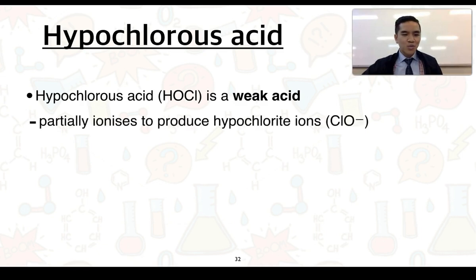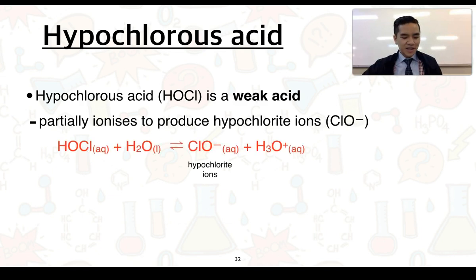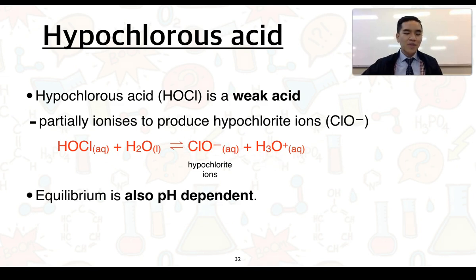So in the presence of water, it can essentially undergo ionization to produce what we call hypochlorite ions. That can be represented in this equation here, and you can note that this is also an equilibrium process. So HOCl reacts with water, it produces hypochlorite ions as well as hydronium ions. Like with the previous equation, this equilibrium is also going to be dependent on the pH.